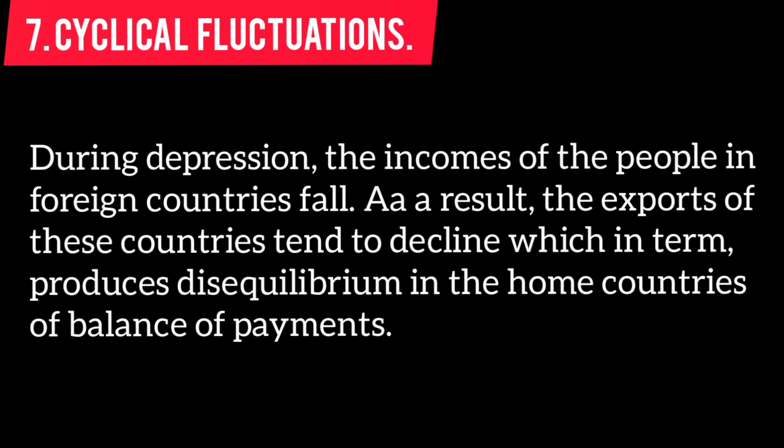Next, number 7, cyclical fluctuation. During depression, the incomes of the people in foreign countries fall. As a result, the exports of these countries tend to decline, which in turn produces disequilibrium in the home country's balance of payment.